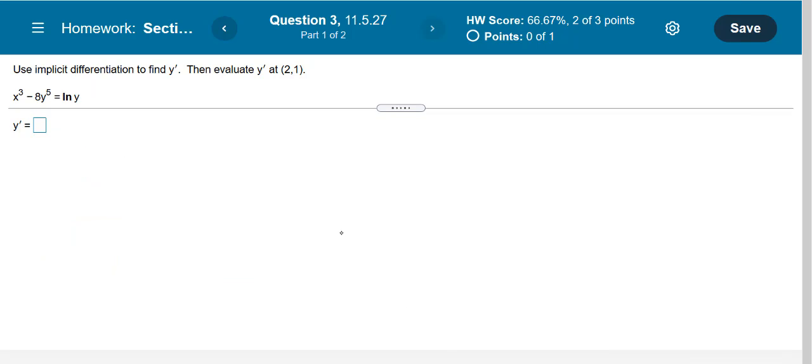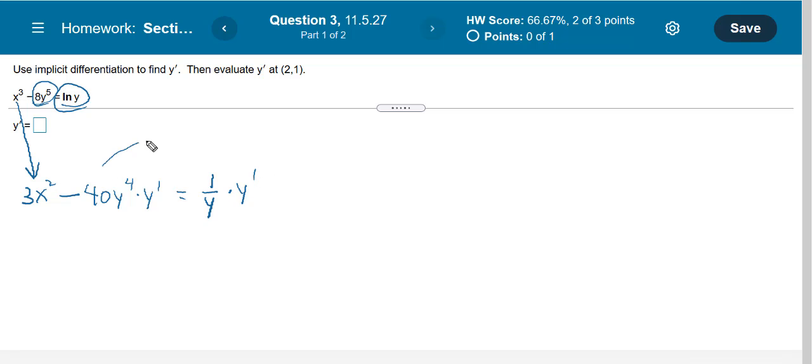On the last problem, we need to begin with the derivative. The derivative by the power rule of x cubed would be 3x squared. The derivative by the chain rule on 8y to the 5th would be a 40y to the 4th times y prime. The derivative of ln of y by the chain rule would be 1 over y times y prime.